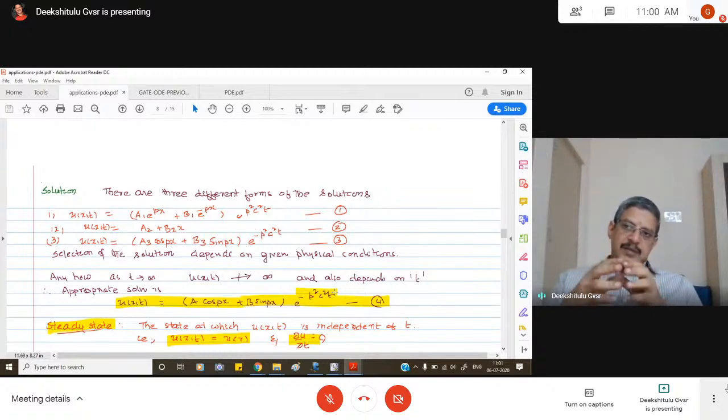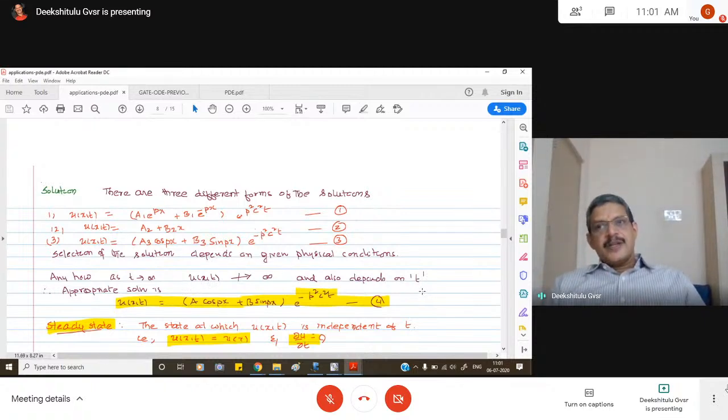As time increases, it will never go to infinity. The temperature comes down gradually and comes back to the room temperature. So as t goes to infinity, U of x,t never goes to infinity. And it also depends on t. As time increases, the temperature gradually comes down, so U of x,t changes with time. If you consider the first one, as t goes to infinity, this term goes to infinity. But the temperature of the body does not go to infinity as t goes to infinity, it comes down.